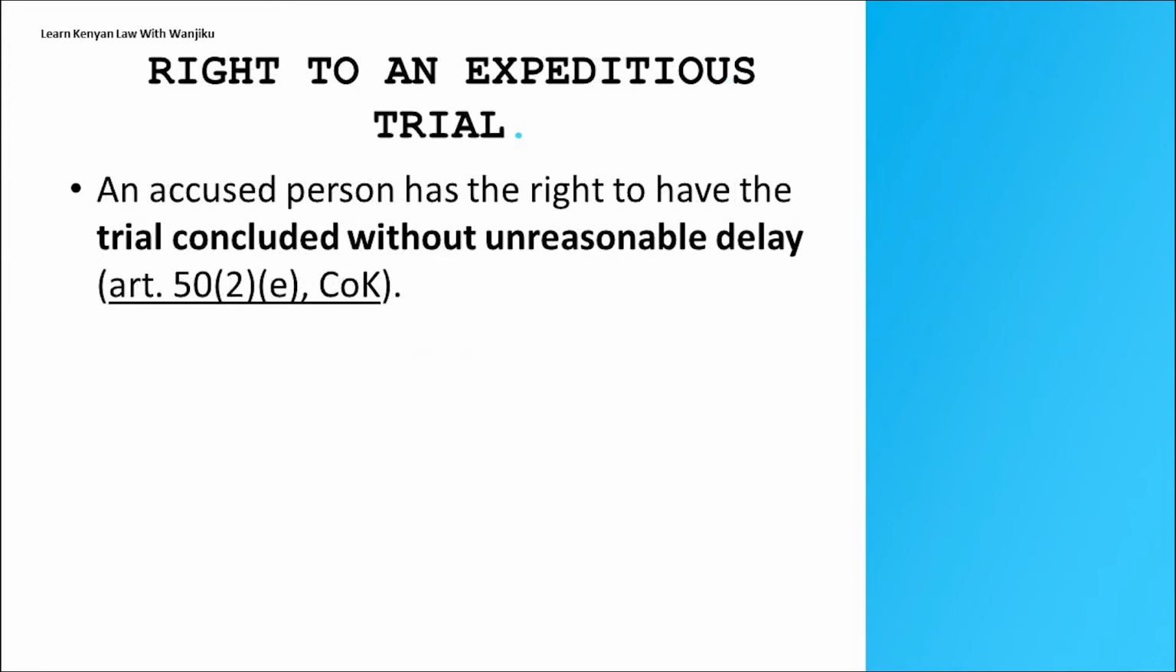Let us go to the next kind of rights that you're going to have. You have the right to an expeditious trial as an accused. Basically, when I'm talking about the right to an expeditious trial, I mean that the trial should be concluded without unreasonable delay. If there is delay, it has to be reasonable. If it is unreasonable, then they're tampering with your rights. So you have the right to an expeditious trial as an accused person.